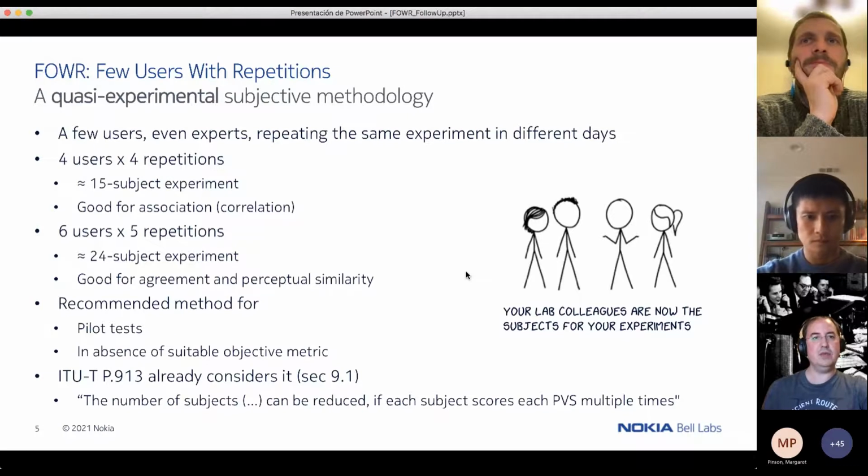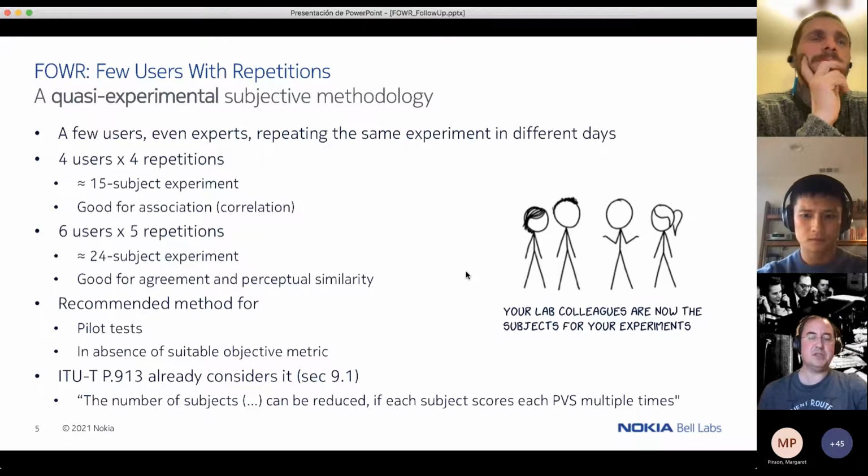And the conclusions were that, okay, you cannot get the real scores from a single subject. But a few of them, even experts, repeating the same experiment on different days could more or less do the job. The conclusion from the study was that 4 subjects doing 4 repetitions could get you something like a 15-subject experiment, and 6 people doing 5 repetitions could make you something similar to a standard 24-subject experiment.